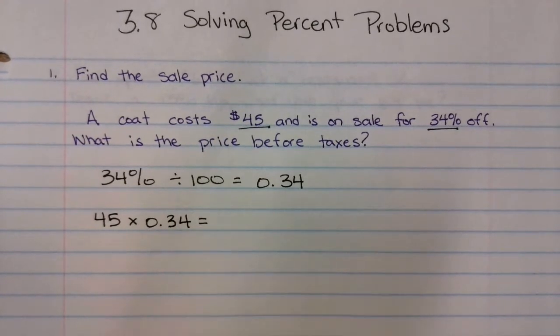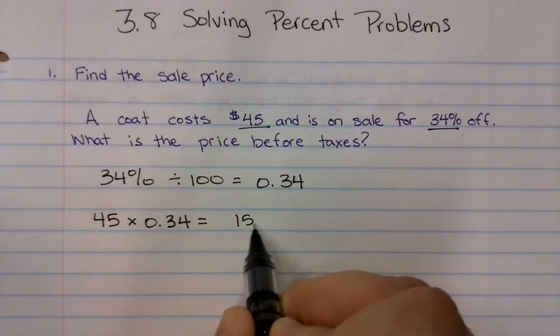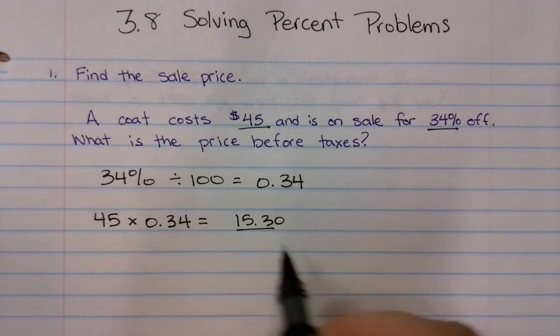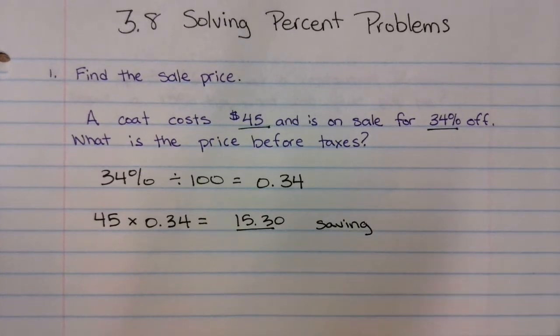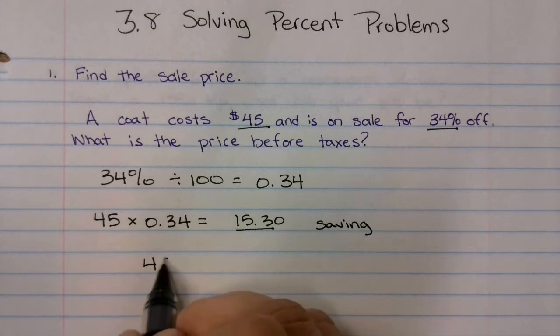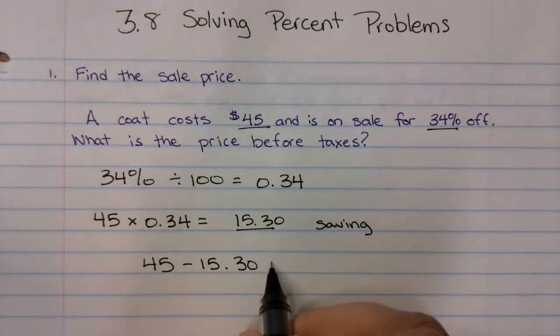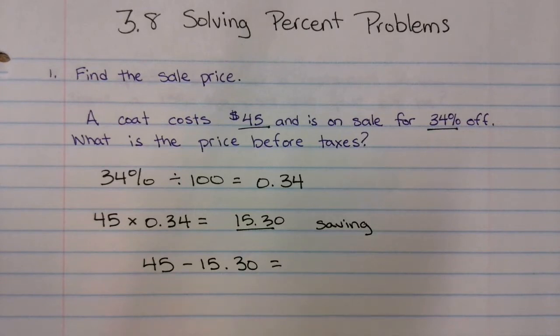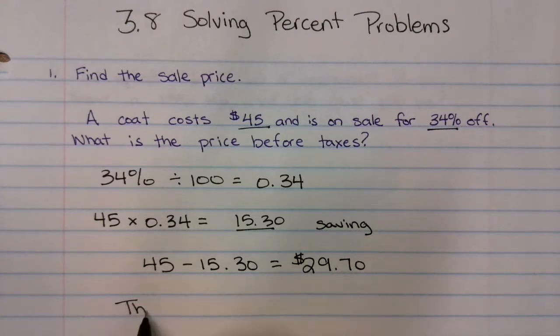And when I do that, I get $15.30. This is what I'm saving. In order to find the sale price, I need to take the original price and subtract the savings. $45 minus $15.30 gives me $29.70.